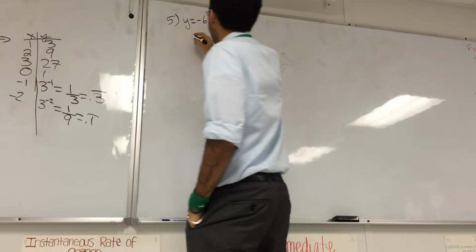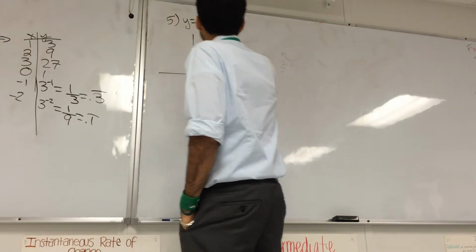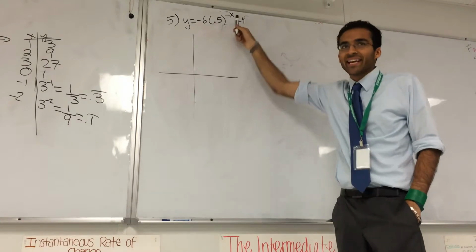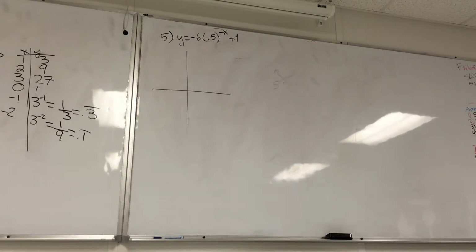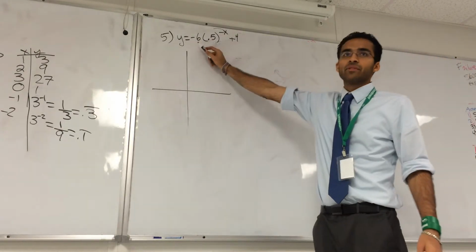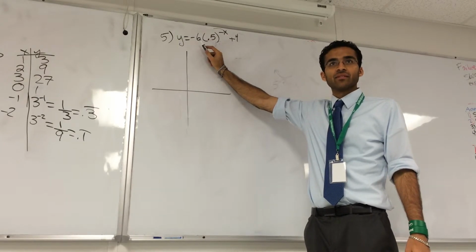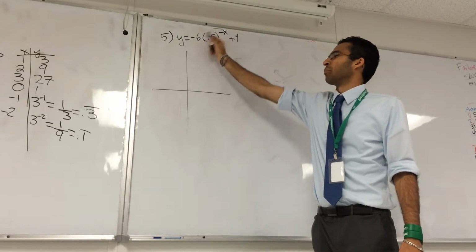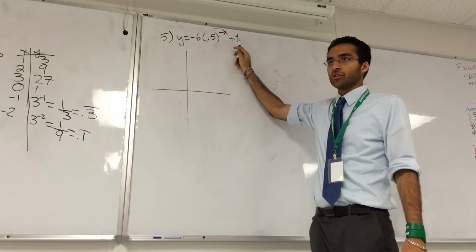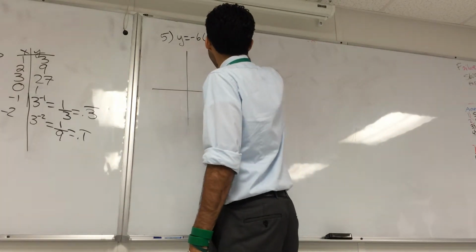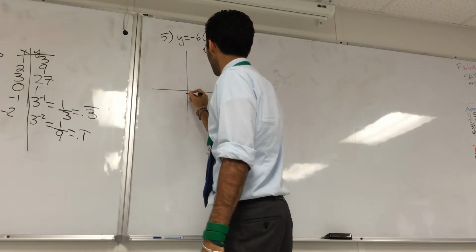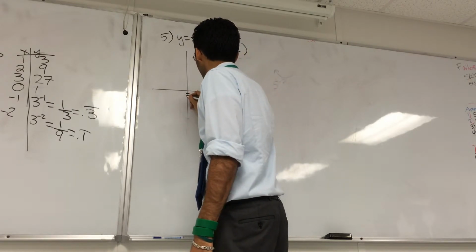If x is 0, 0.5 to the negative 0. Negative 0 is just 0. 0.5 to the 0 power is 1. Victoria, can you help Marcus find that? 1 times negative 6 is negative 6. Oh, you didn't put x. Right, but y. So negative 6 plus 4 is negative 2. So when x is 0, y is negative 2. So the point is 0, negative 2.